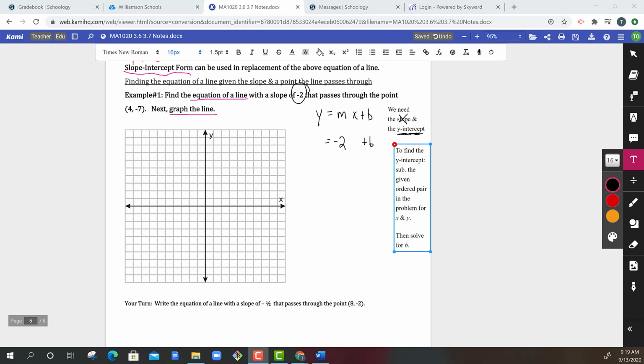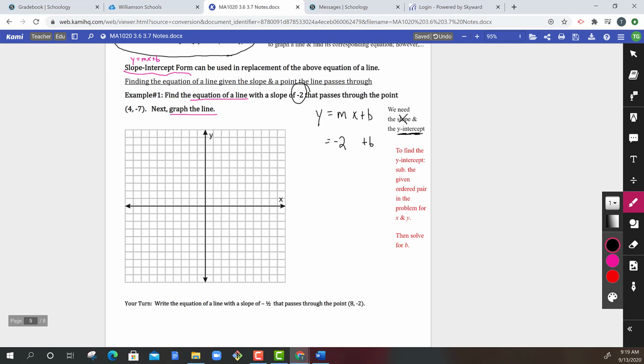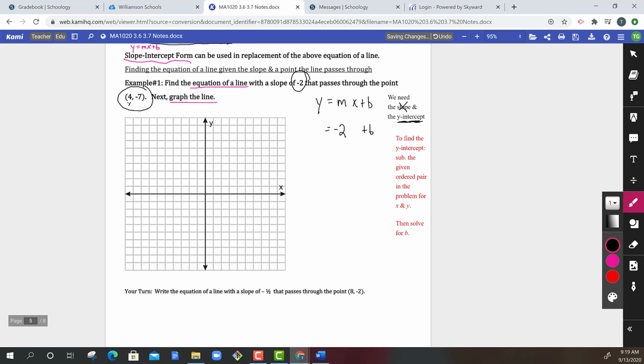So now we're going to take the given ordered pair in this problem. So like we said, they give us a point and a slope in most of these questions. So they give us an xy point. So what we can do is we can substitute 4 in for x in this problem, because that is our x coordinate. Where xy represents all the xy coordinates that fall on this particular line. And then we can substitute -7 for our y variable.